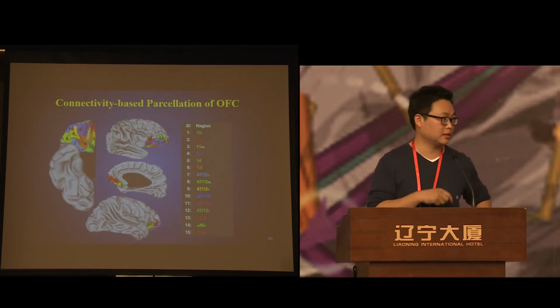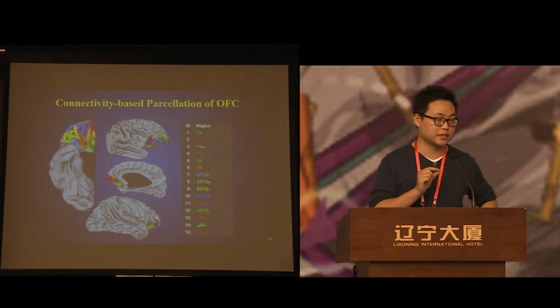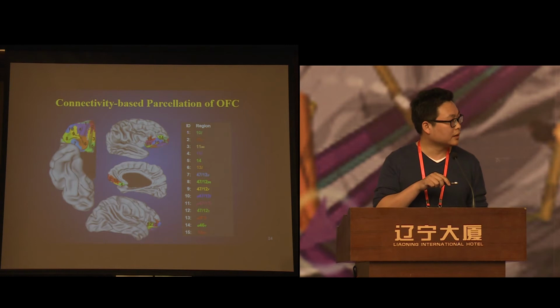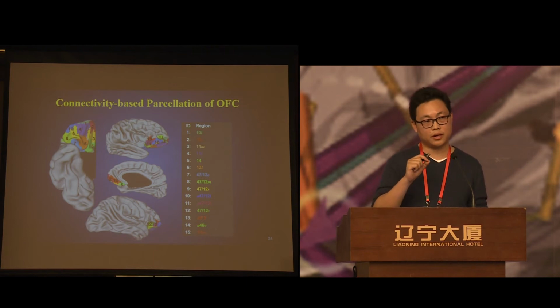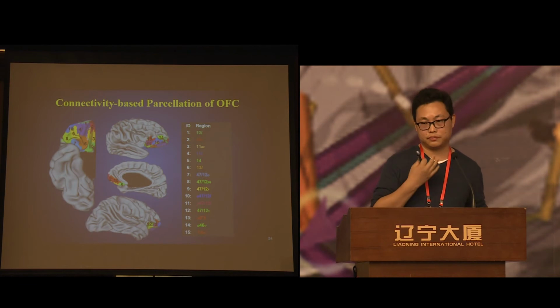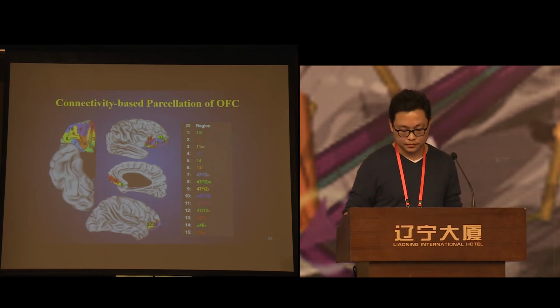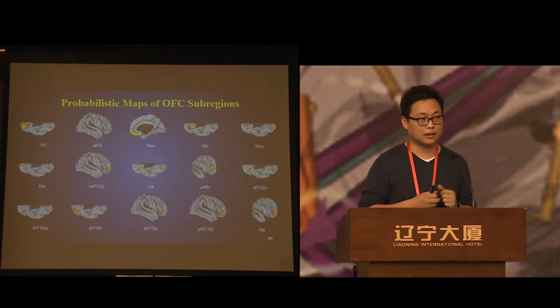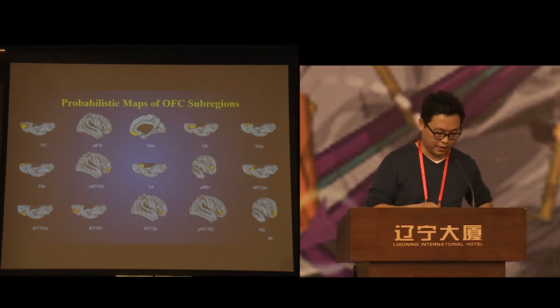So in total we got 15 solutions, but 2 regions do not belong to the orbitofrontal cortex. One is the anterior 14-6 part, and the other, the red one, is the anterior inferior frontal sulcus. These 2 regions belong to the lateral prefrontal cortex. So in total there are 13 orbitofrontal regions in our study.